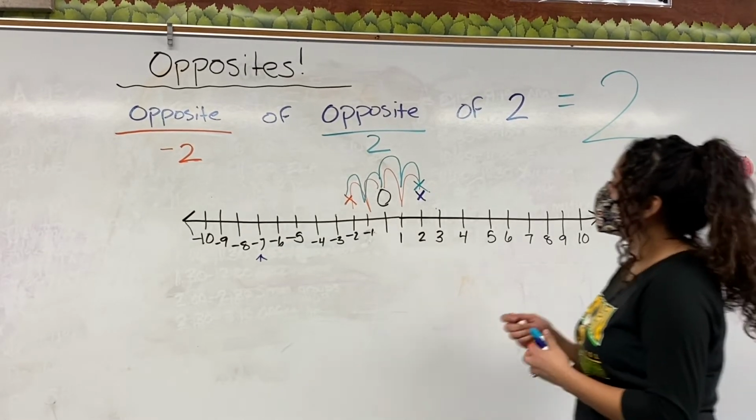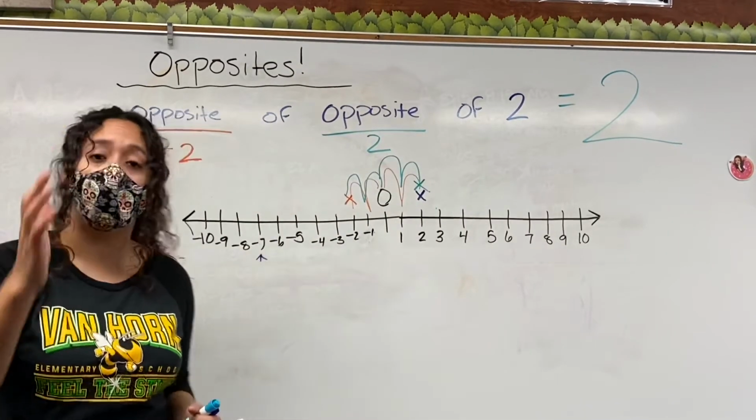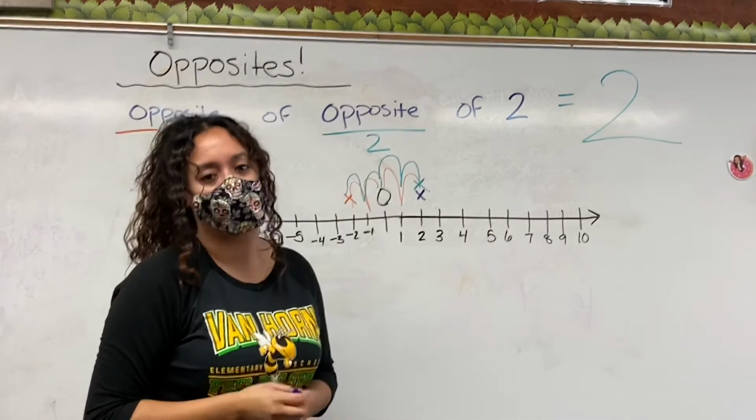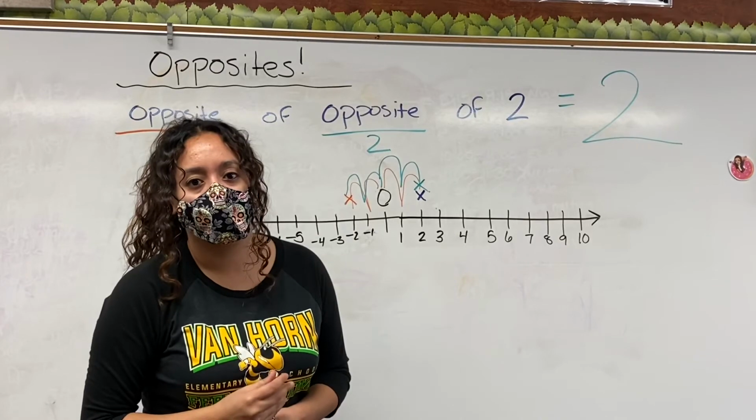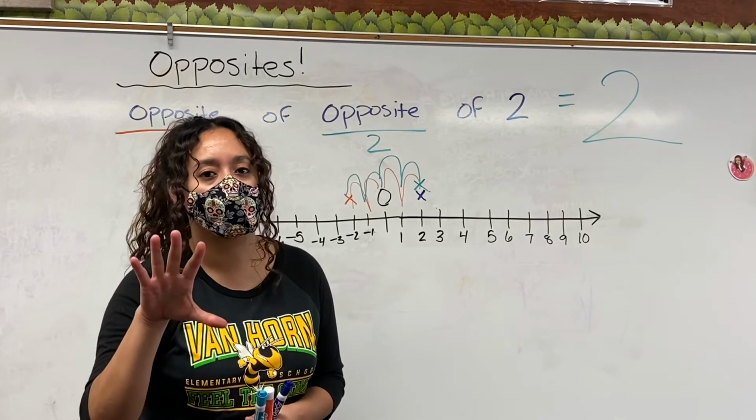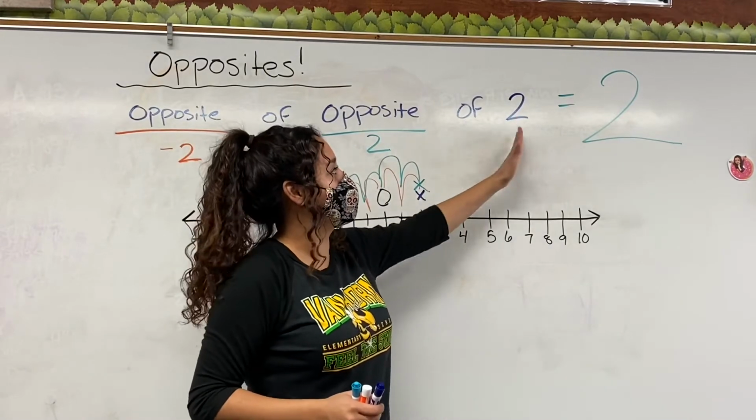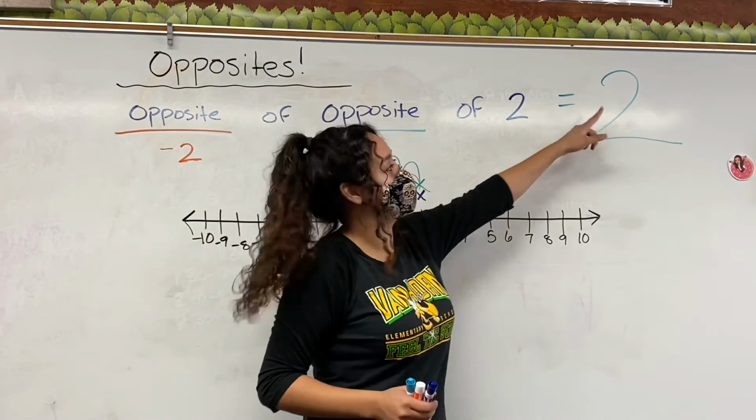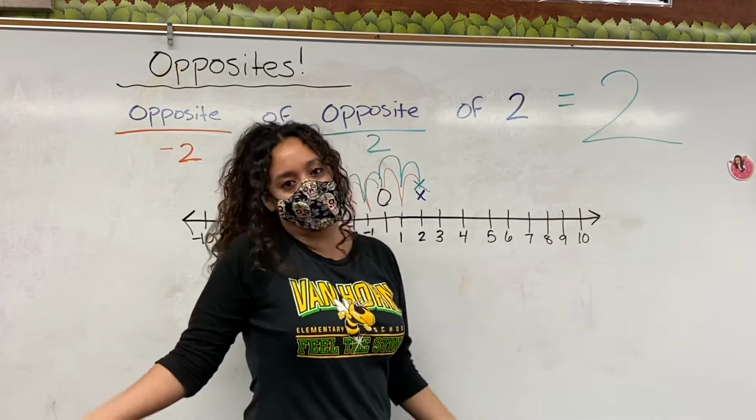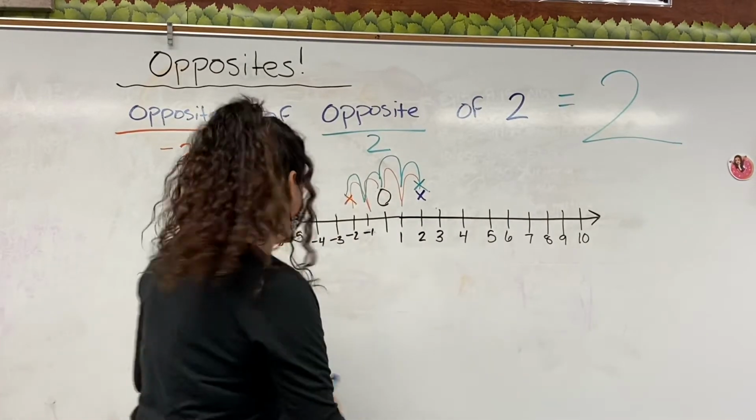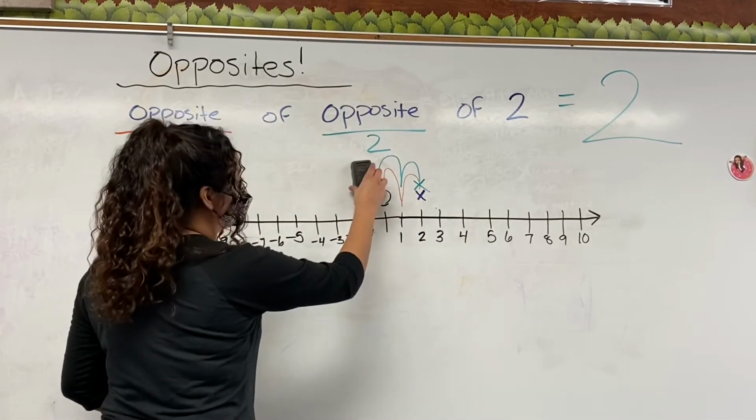But think of it this way too. The opposite of the opposite of a number is the number itself. Let it sink in. Okay? The opposite of the opposite of any number is that same number. Look at that. The opposite of the opposite of 2 is 2. It's like the identity property. Okay? So let's do a negative number example.